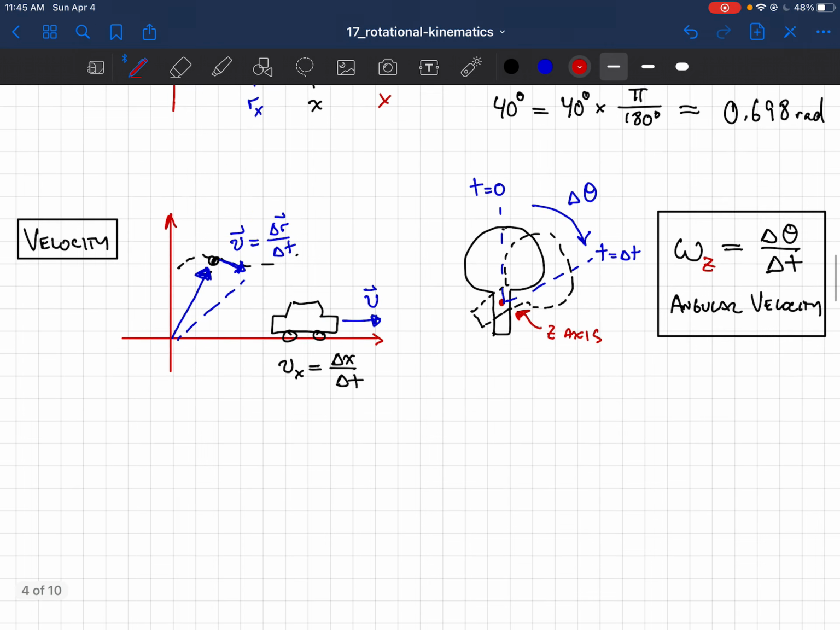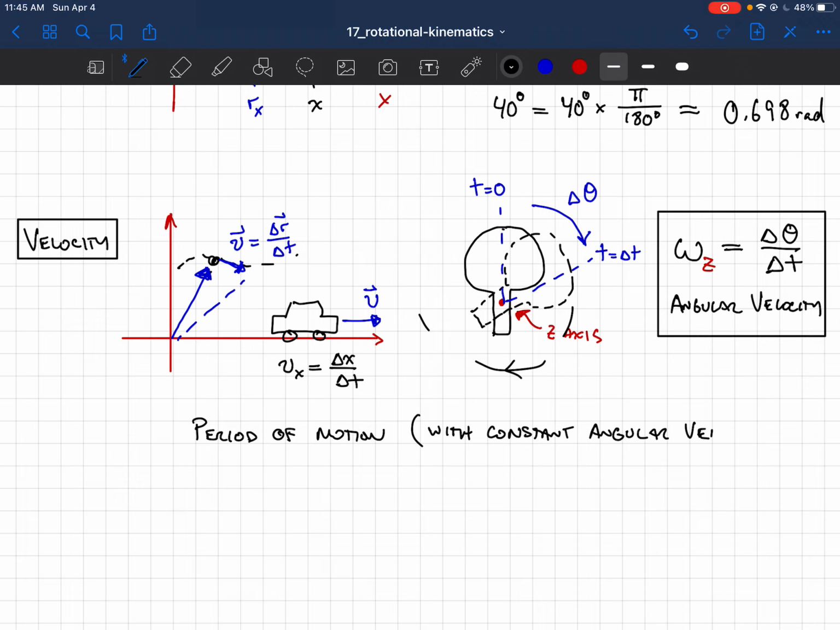We should mention a few other quantities related to this angular velocity. So if we wanted to, we could talk about the period of motion. So imagine that this ping pong paddle is rotating about this z-axis, but it comes back to the top again over some period. So the period of motion, and we'll assume a constant angular velocity.